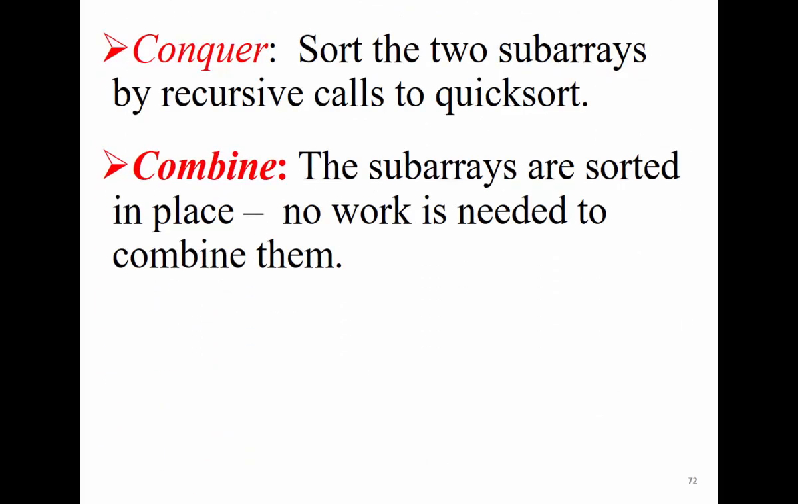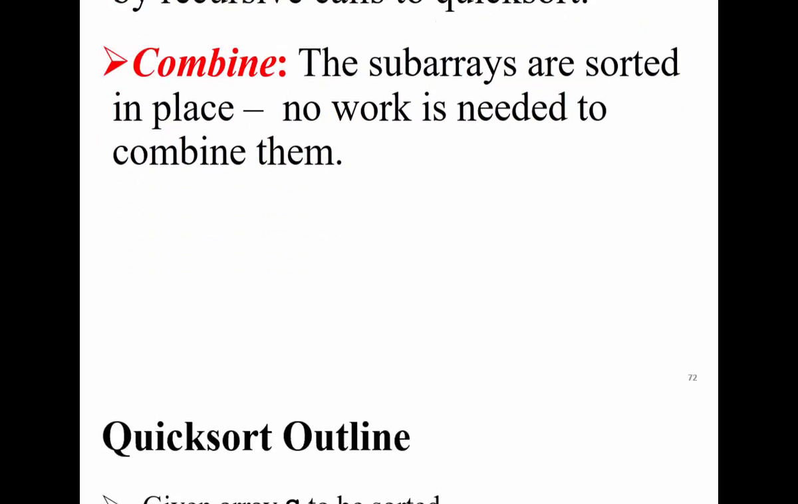So the conquer step is sorting the two subarrays by recursive calls to Quicksort. To combine the sorted subarrays, no work is needed. See the difference? In Mergesort, you divide, then after you finish division, you start sorting and merging. Here, no. While you are dividing, you're actually sorting. Then once you need to merge them, you just put them in place. Everything is in the right place.